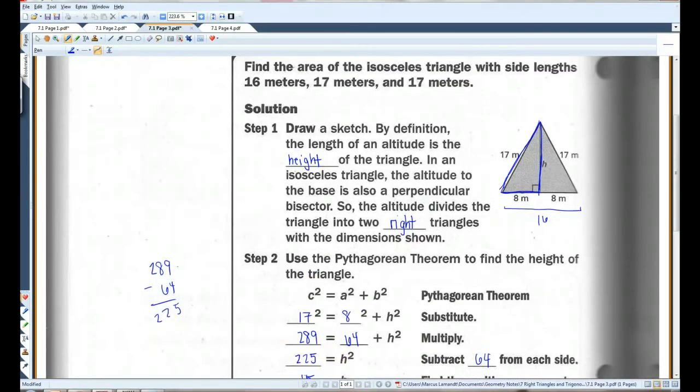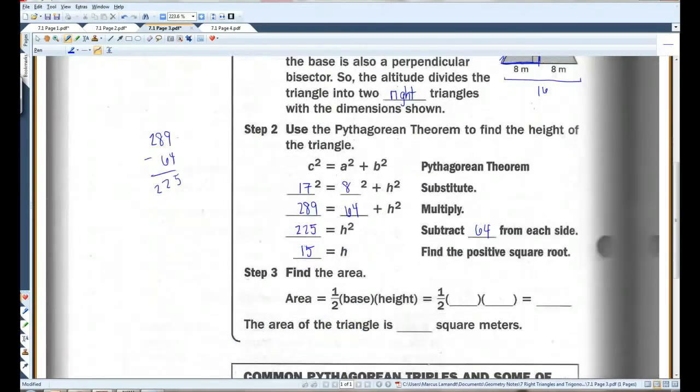Now, the reason we're trying to find the height in the first place is because in order to find the area, hopefully you remember the area of a triangle is 1/2 base times height. We already have the base. The base is 16. And now we know that the height is 15. Okay? So, 16 times 15, I'm just going to use the calculator.